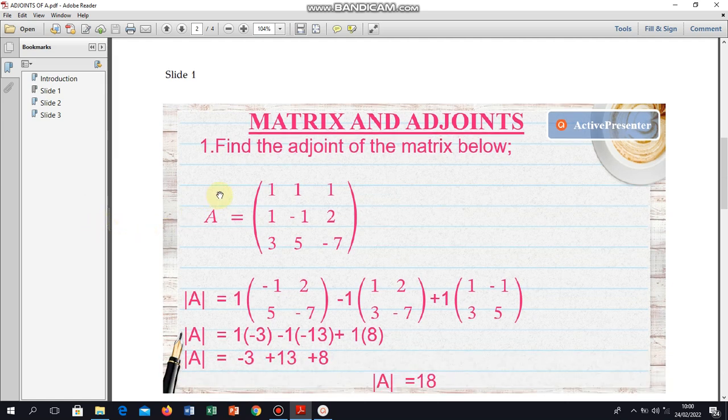Of course, I'm so friendly and I would like most of us to understand this lesson. Today we are going to learn about adjoints. An adjoint, this is now we want to get how can we get an adjoint of a matrix.